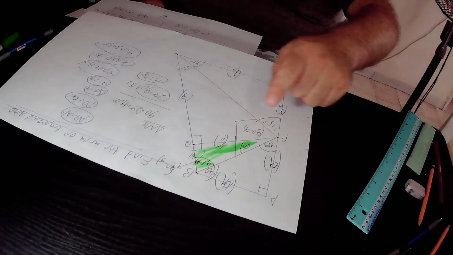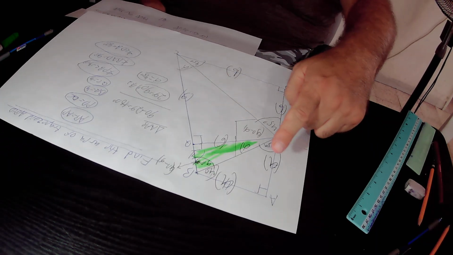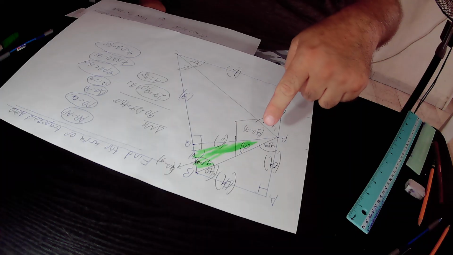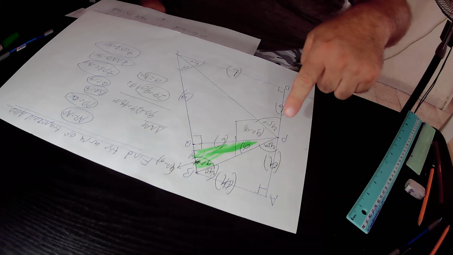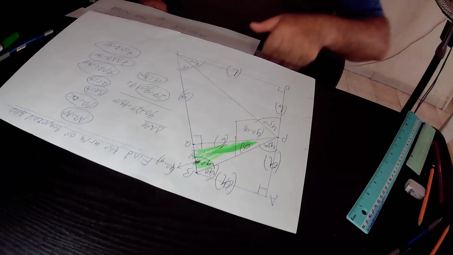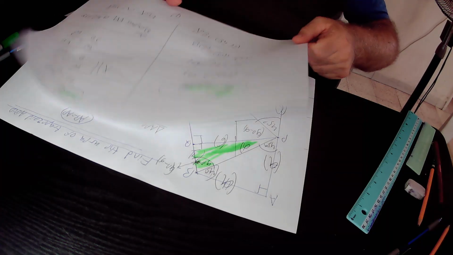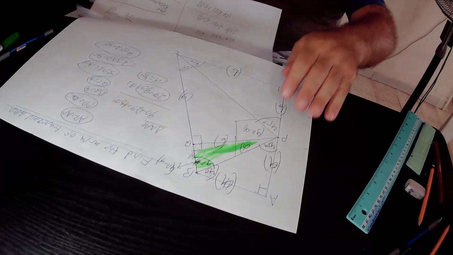What is the value of BP squared? In the right triangle APB, A squared plus A squared equals BP squared. So BP squared equals A squared plus A squared, that is 2A squared. Again, BP squared is 2A squared, plus PC squared.